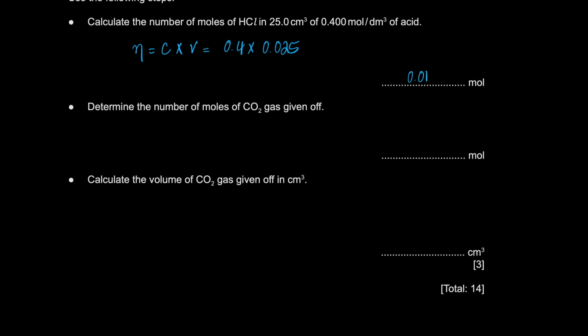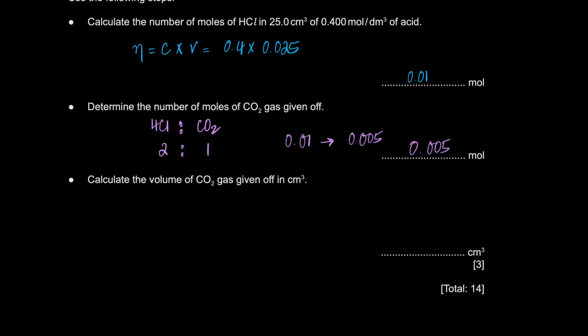Determine the number of moles of carbon dioxide. So carbon dioxide, we figured out HCl. So what's the ratio between HCl to carbon dioxide? Equation says 2 HCl to 1 carbon dioxide. So 0.01 will end up giving me 0.005, and that's the answer.